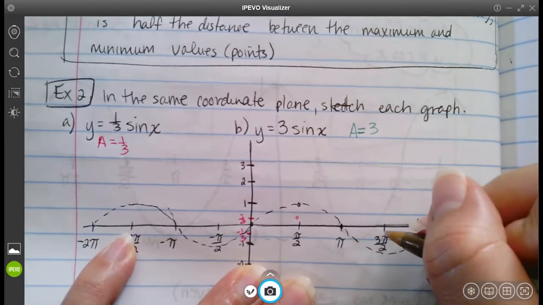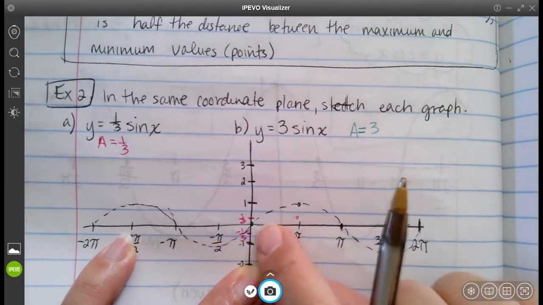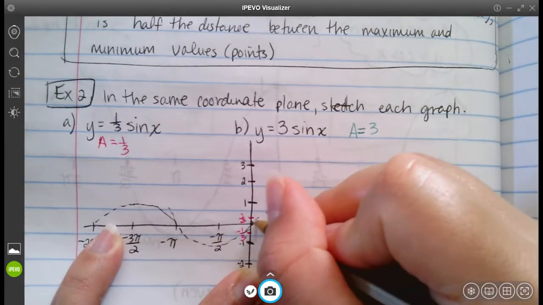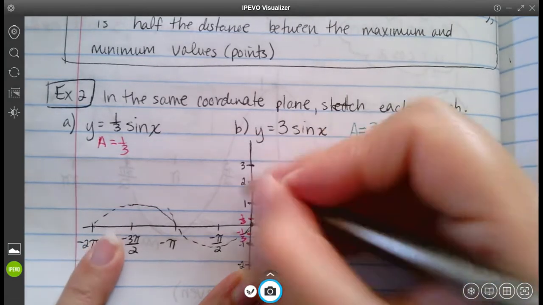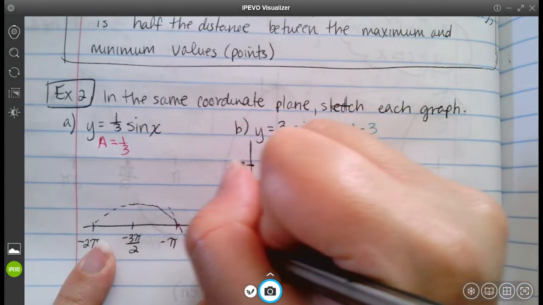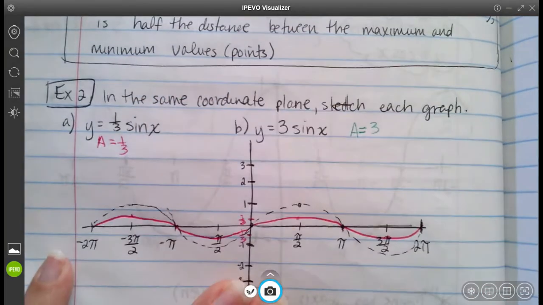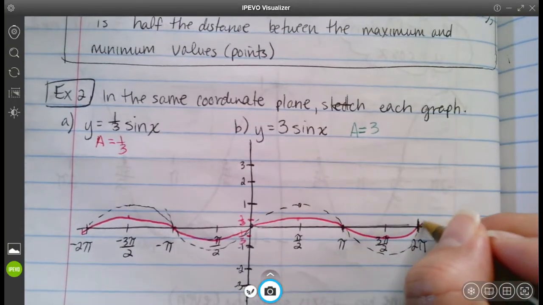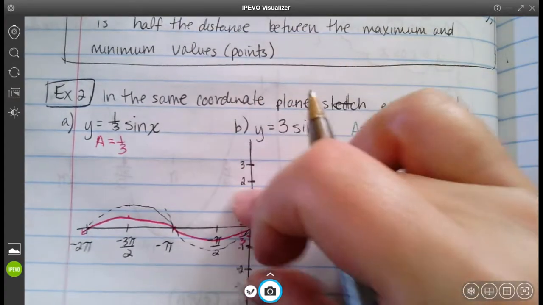So there's that one. The zeros will stay the same because 0 times 1/3 or times whatever is still going to be 0. So here is my other one. I probably should have made this graph a little bit taller, but that's okay. No big deal. Okay, so it's a lot more squished. You'll see, and it does keep going, so we can put an arrow. So this one is 1/3 sine x. You can see it's a lot more compressed.